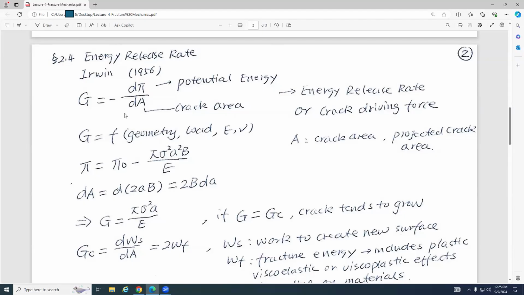Questions so far? Because we have a minus here, then we have another minus. Pi 0 is a constant, and the constant means that this term has nothing to do with the crack length. It has nothing to do with the crack length, and as a result, this is constant.